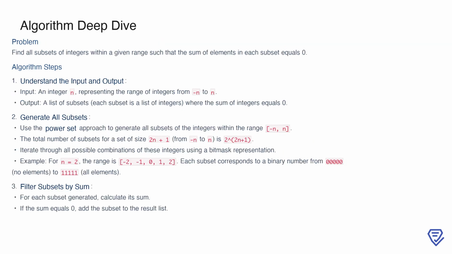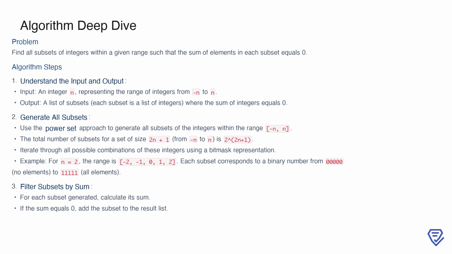In this problem, the goal is to find all subsets of integers within a given range such that the sum of elements in each subset equals 0. To achieve this, the algorithm begins by understanding the input and output. The input consists of a single integer, n, which defines the range of integers from -n to n. The output is a list of subsets where the sum of the integers in each subset equals 0.